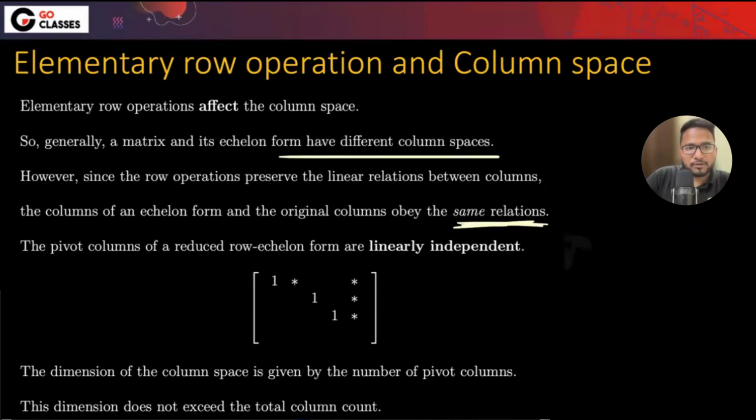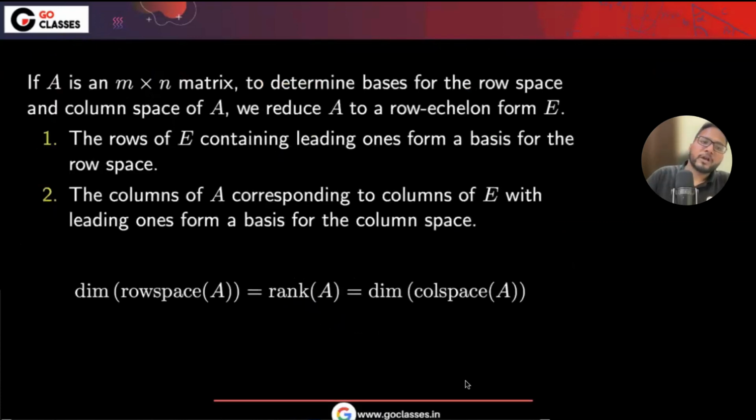The pivot columns of the row reduced equivalent form are linearly independent. So basically, we get to know that these are linearly independent, and then we get to know the column space of the original matrix, right? So the dimension of the column space is given by the number of pivot columns. Now let's see a very interesting fact that you already know.